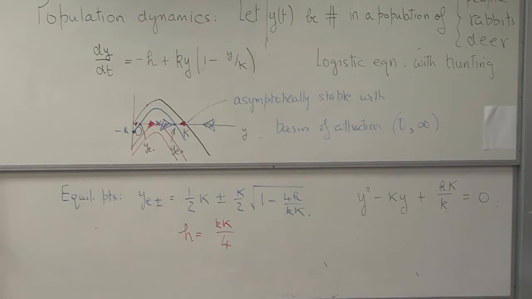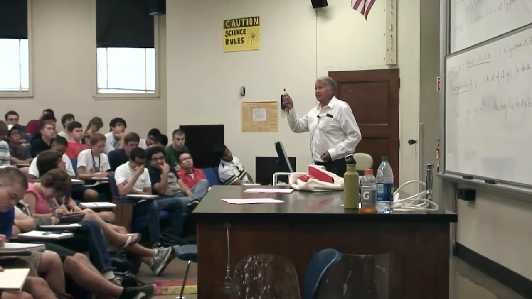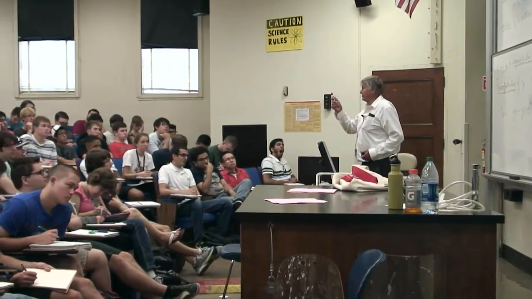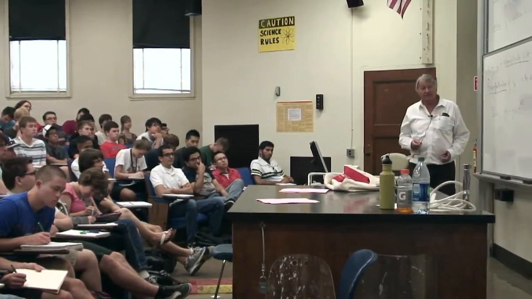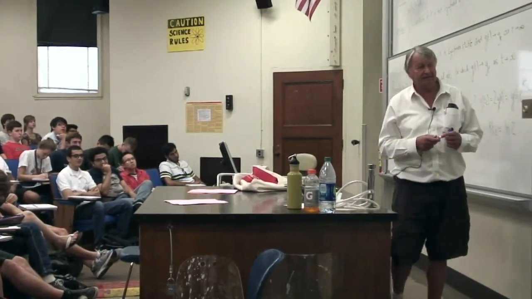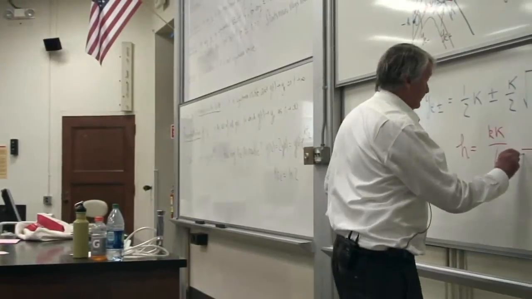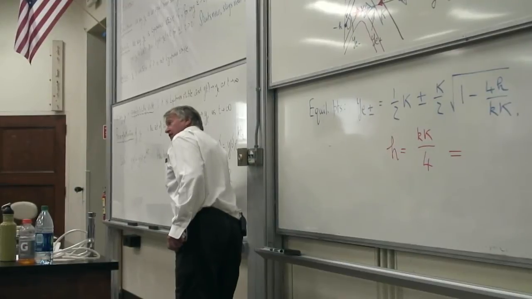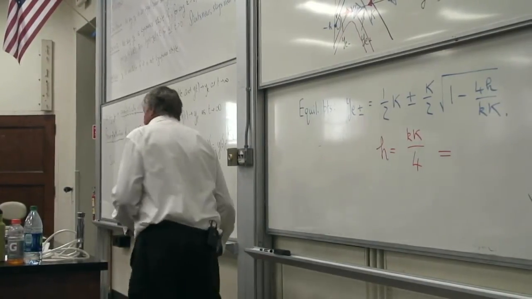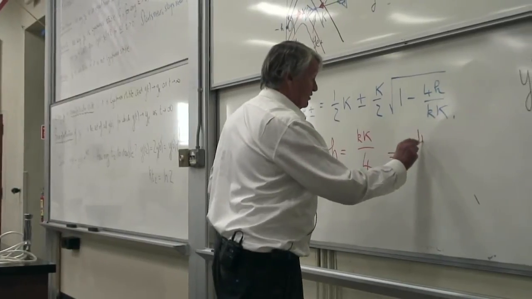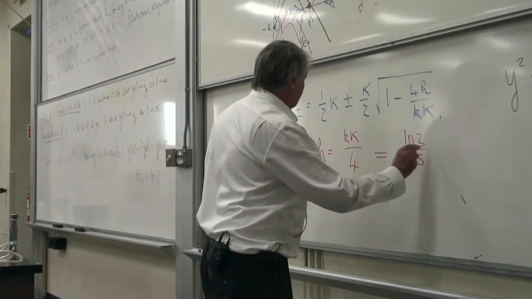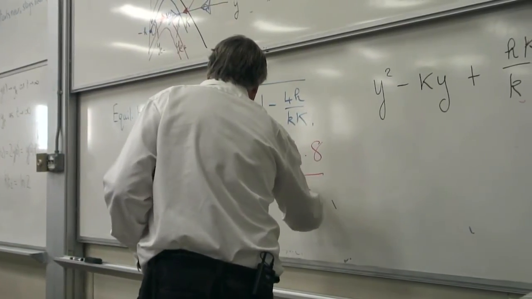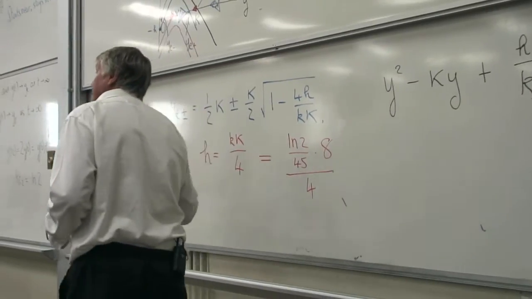Let's go back to the Irish question. Now we're people again. And H is emigration. What would H be if little k in the Irish case was log 2 over 45 years, the doubling time being roughly 45 years? So log 2 over 45. The capital K was 8 million. And I have to divide by 4. Roughly what is that figure?